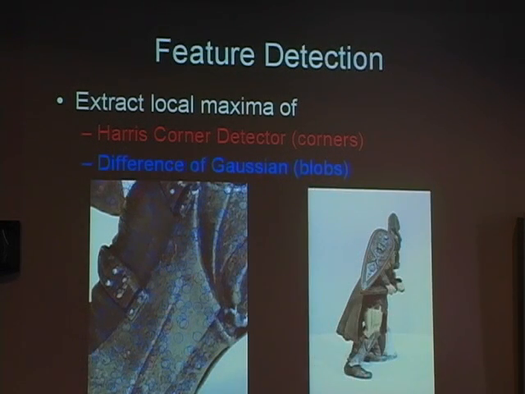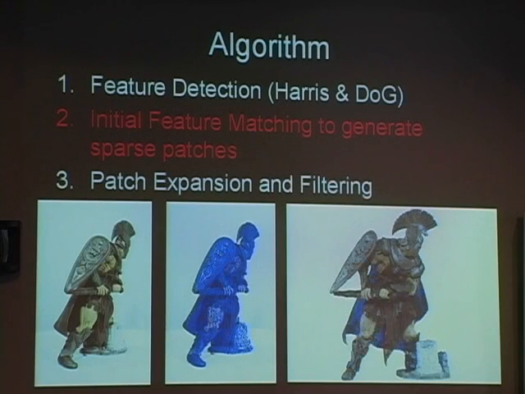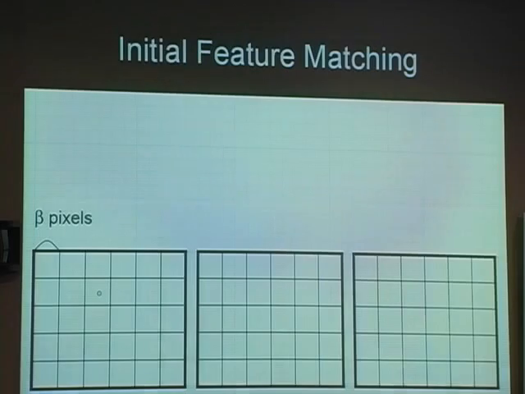And also another image of the same object from a different viewpoint, and run the feature detector and get some output. So in the second step, we try to match those features to generate a sparse set of initial patches, which are going to be expanded in the last step.